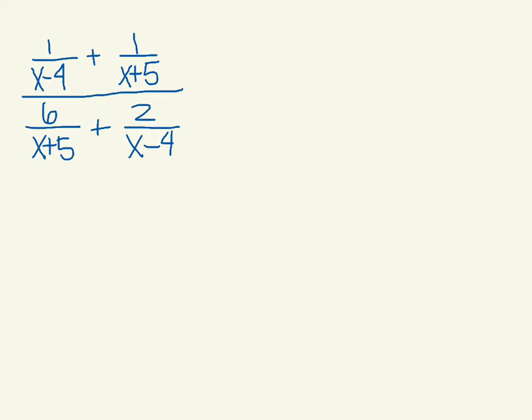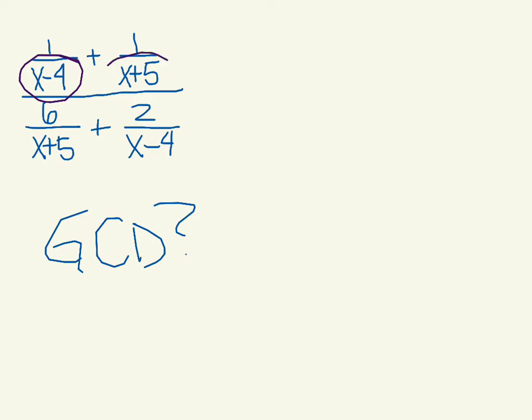And the second method said to first find the greatest common denominator here. So, what is the GCD? And when I say that, I'm actually talking about what is the GCD of all of my smaller fractions. So I'm going to be looking at this, this, and this. All four of my denominators. And the question is, what is the GCD of those four denominators? And in this case, it looks like that is going to be x minus 4 times x plus 5.